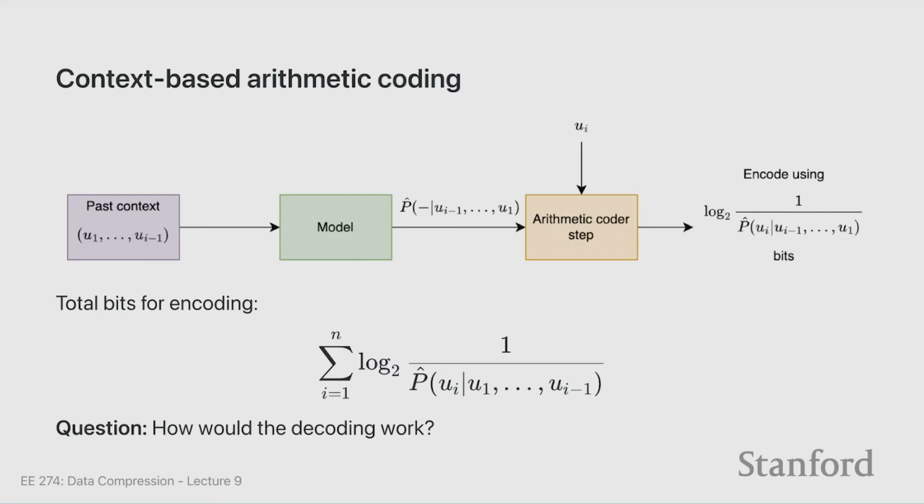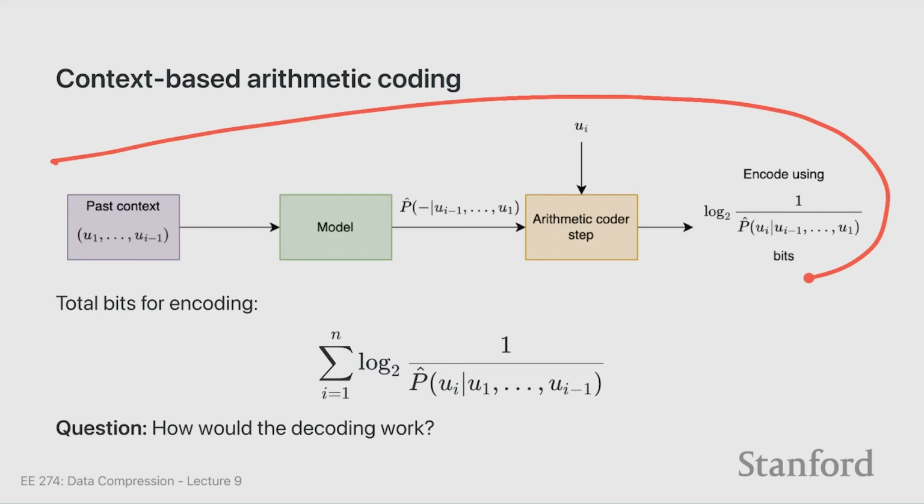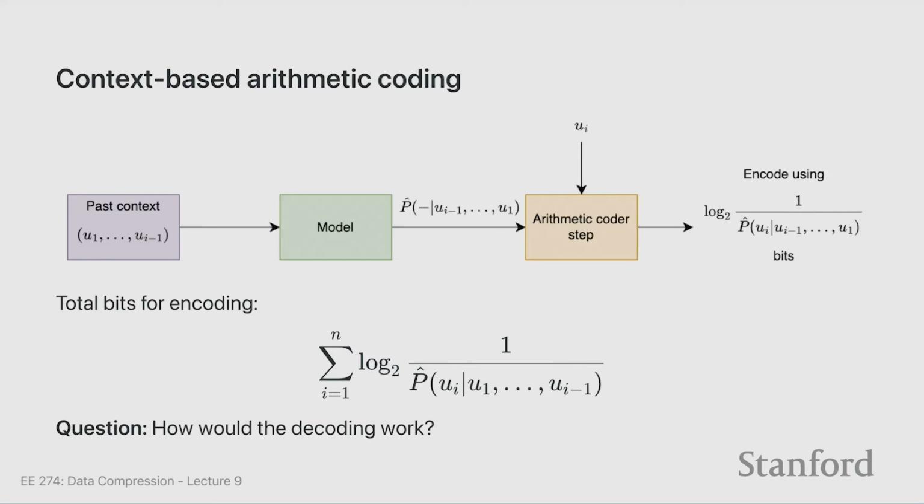Again, back to the grind, right? Block diagrams. Everything we just said can be summarized in this sort of figure where you have a context. Context means past. You have a model. Given the model, given the context, the model predicts the probability of the next symbol, and then the arithmetic coder is able to encode it using these many bits for each symbol. And therefore, the total bits you use for encoding is this log loss, the sum of the log loss in a way.